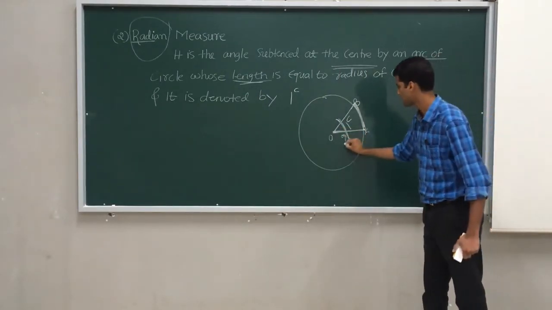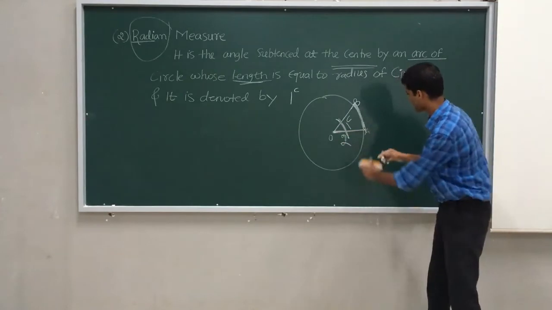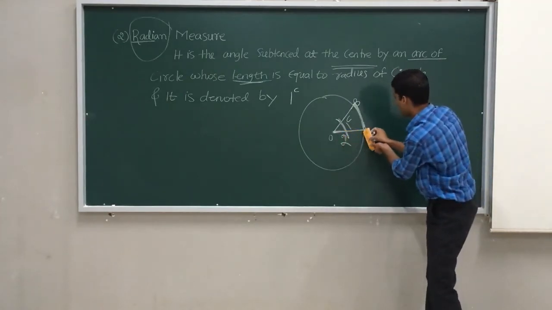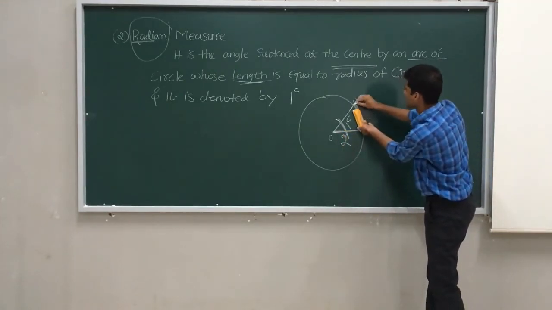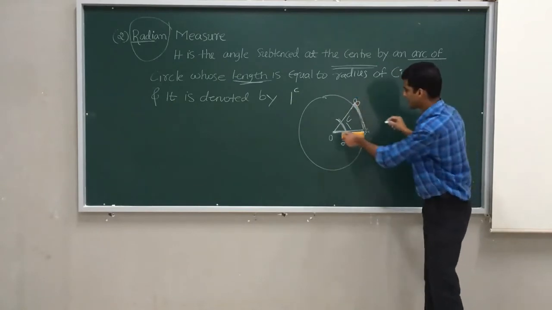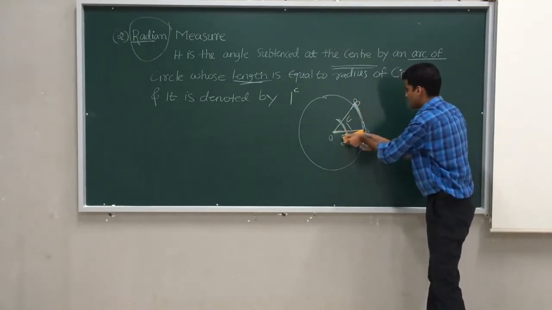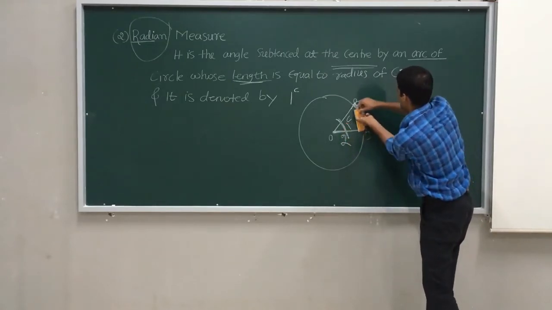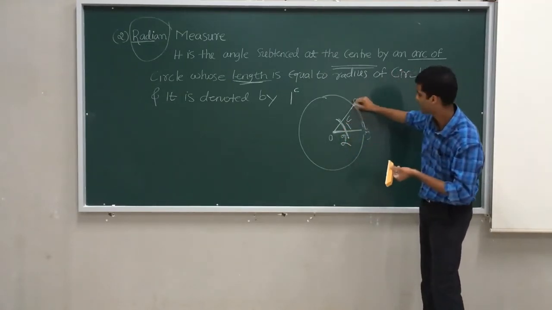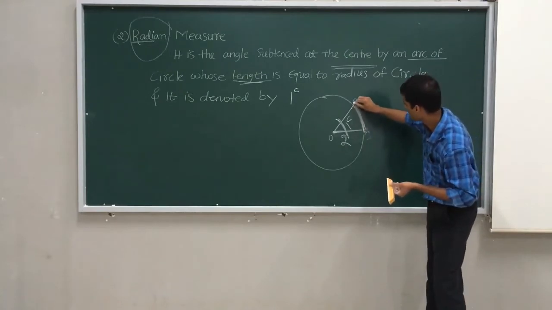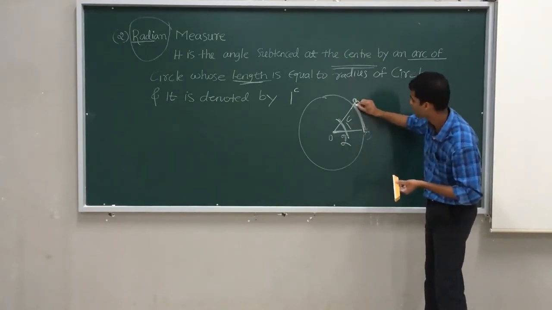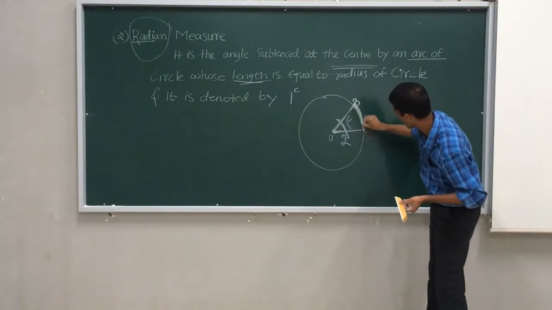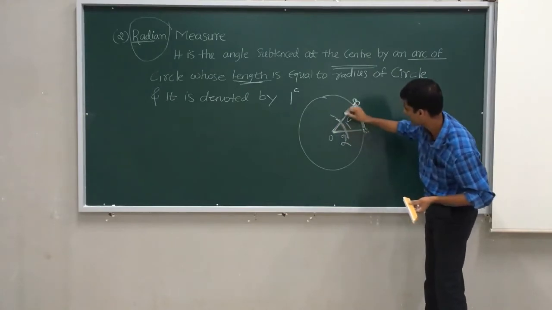Say for example, it is 2 centimeter, it will rotate in such a way that it will stop at a distance of 2 centimeter only. When you fix this A and make it rotate in this direction, it will stop at a distance of 2 centimeter. Then you get a new destination, that is point B. I'll join this B, some angle, some gap is created, that gap is called 1 radian.